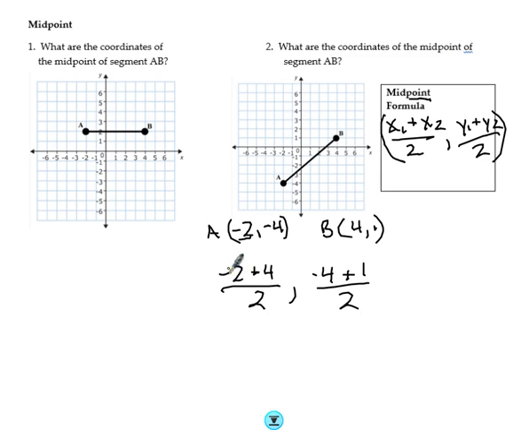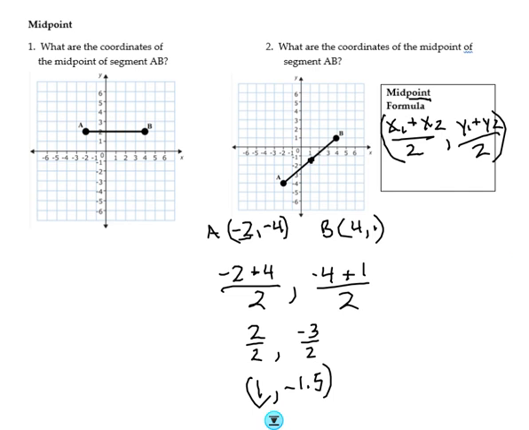So -2 plus 4 is +2, divided by 2 is 1. And then -4 plus 1 is -3. -3 divided by 2 is -1.5. And so if we take a look at our graph here, if we go to the point 1, comma -1.5, that would be about here and about there. And if we look at that, yeah, that looks to be about the middle.